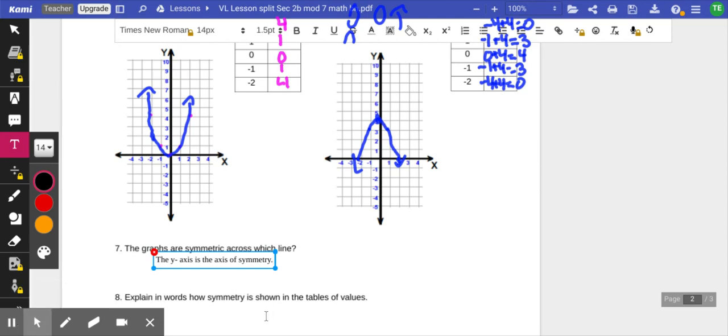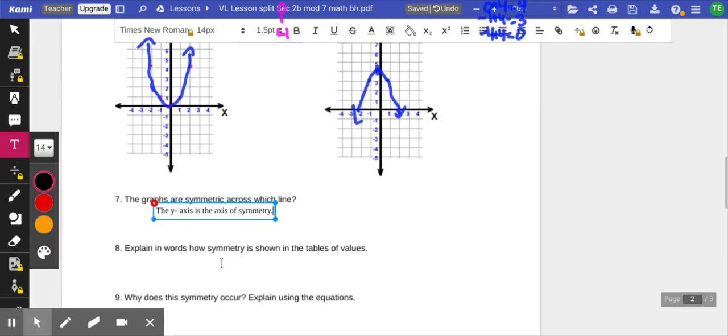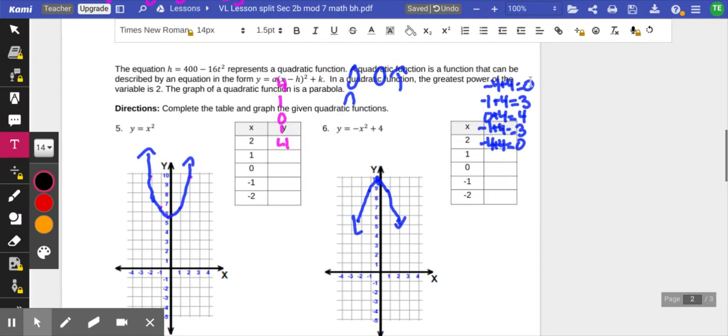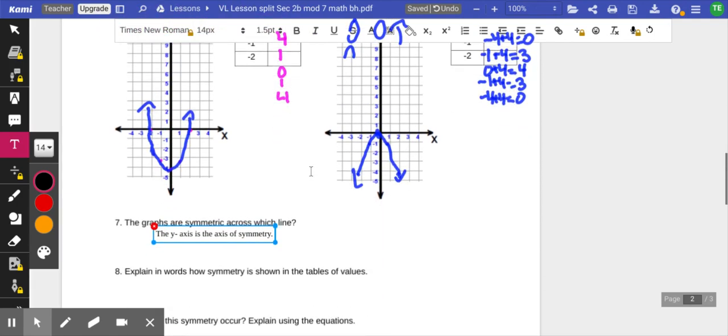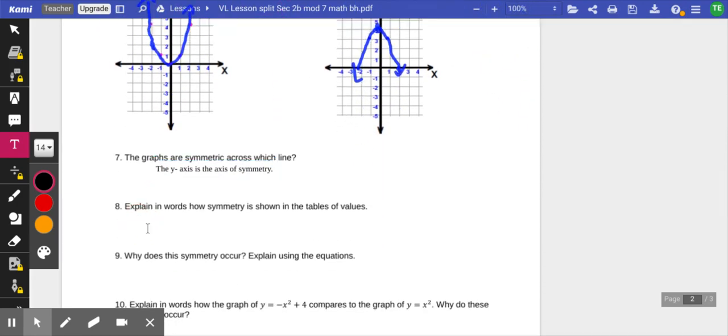Okay? Explain in words how symmetry is shown in the table of values. Well, we start seeing the y values repeat. So like here, there's a 0 and there's a 0. Here's a 3 and a 3, and there's the 4. So we know the 4 is the middle. Here's the 4 and the 4, the 1 and the 1, and we see the 0 is in the middle. So the y values start repeating.